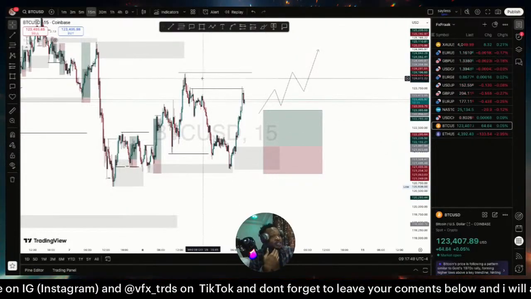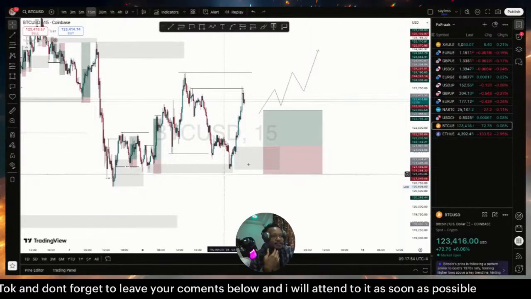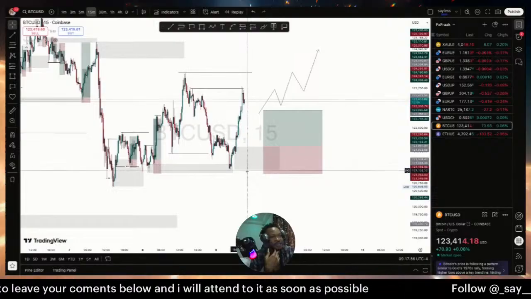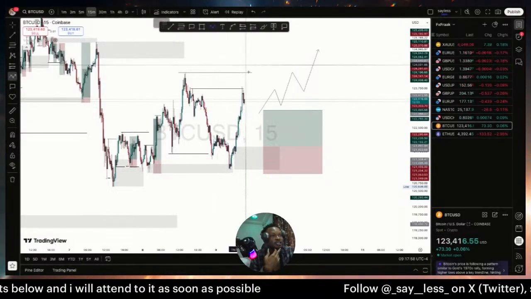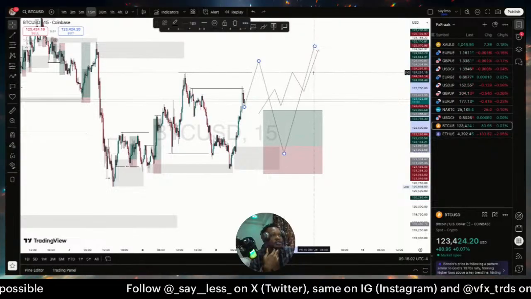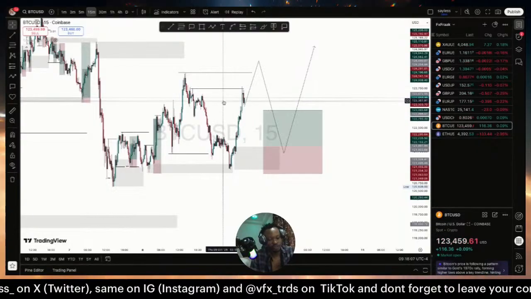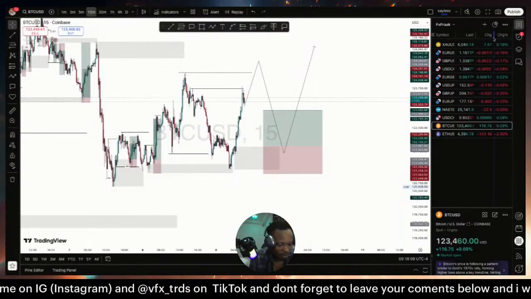So since there is no break of structure, if this market gets here, I will also be skeptical about taking a buy from this level, because that makes it invalid. What I would like to see is a push above this level, pull back, and then a continuation. That's what I would like to see. I definitely will not be taking a sell here because I don't trust it. I don't trust it.